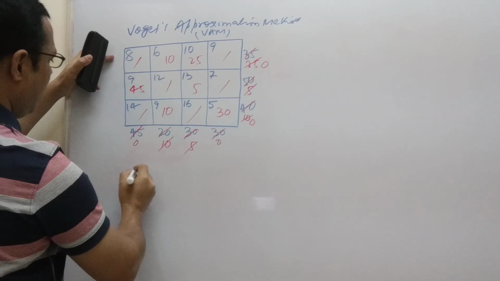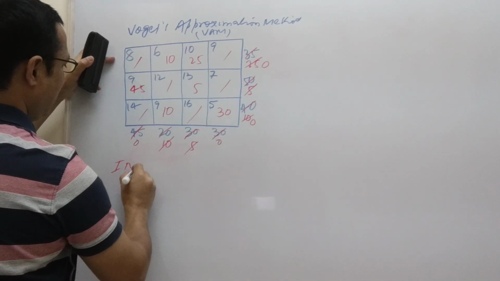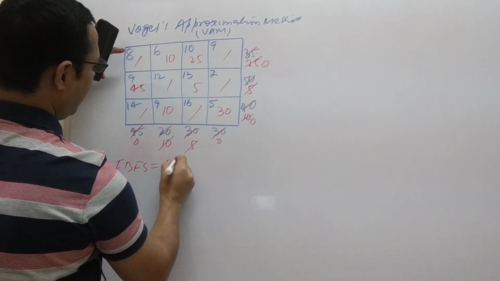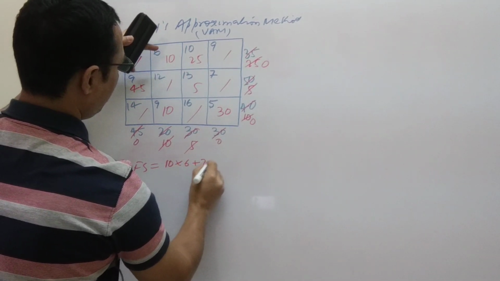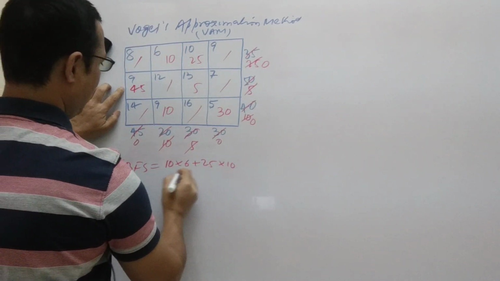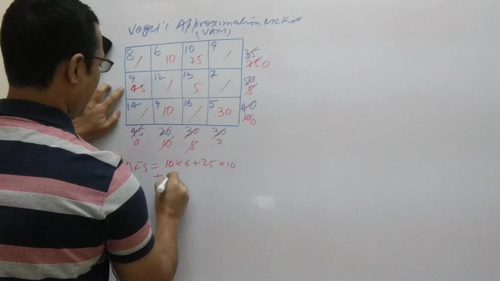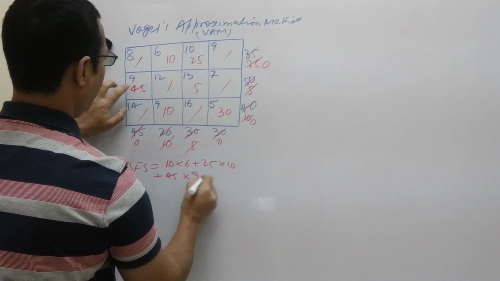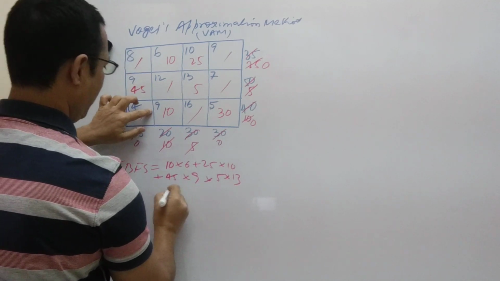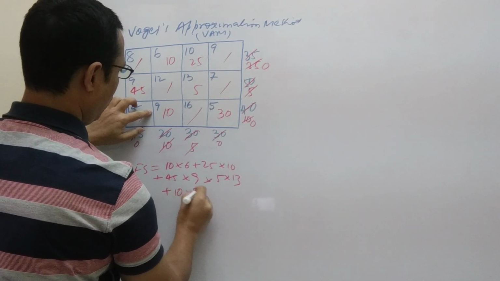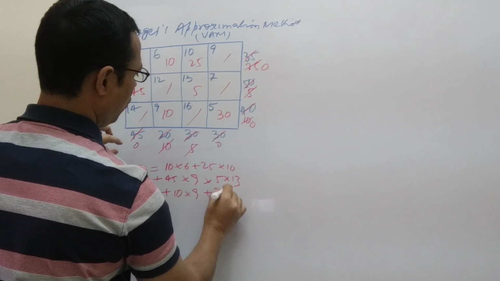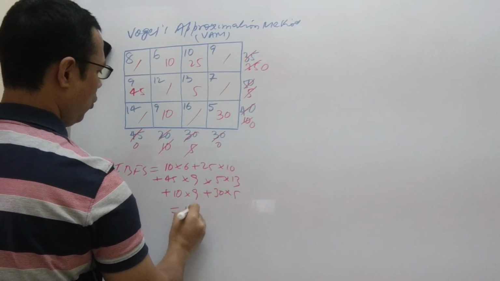If you are going to solve this to find the initial basic feasible solution, you just need to multiply 10 into 6 plus 25 into 10, all allocated cells. Just multiply 45 into 9 plus 5 into 13 plus 10 into 9 plus 30 into 5. So the result will be 1020.